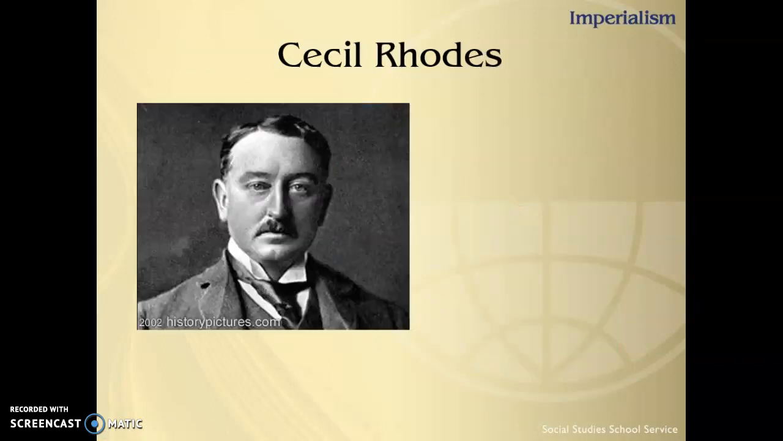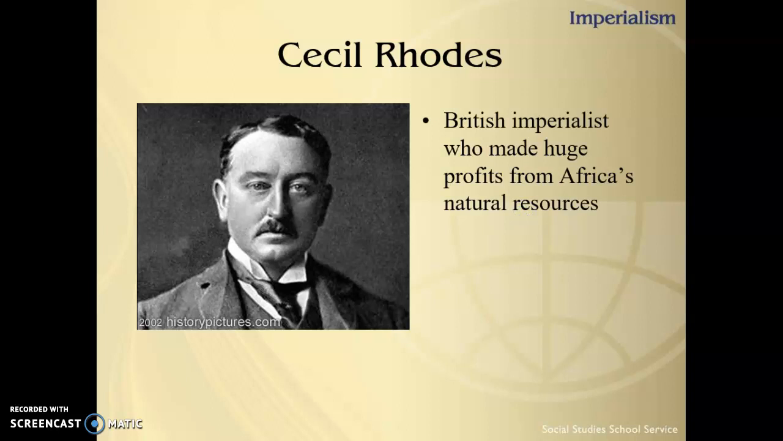What we also associate with this new imperialism, in particular Southern Africa and Great Britain, is this man, Cecil Rhodes. He was a British imperialist who is going to make huge profits out of Africa's natural resources. And I'll talk about that in a moment. Also, the founder of the state of Rhodesia, bearing his name in Africa, which in essence he's going to invade militarily and occupy.